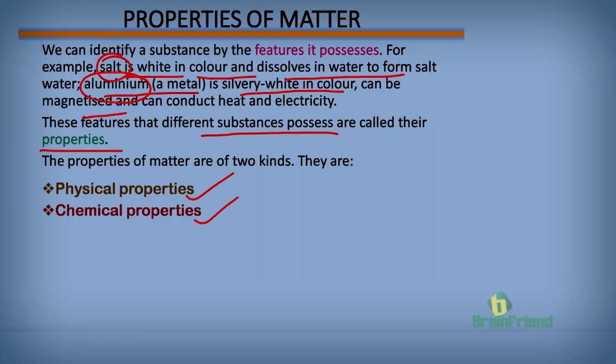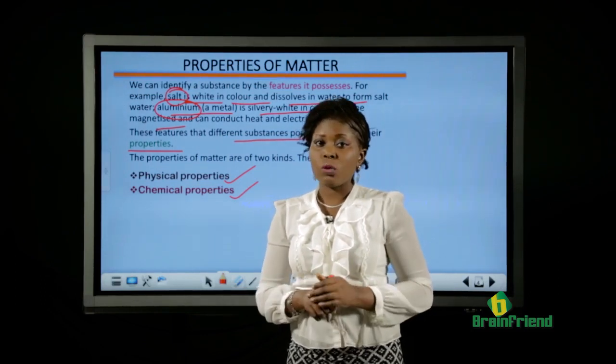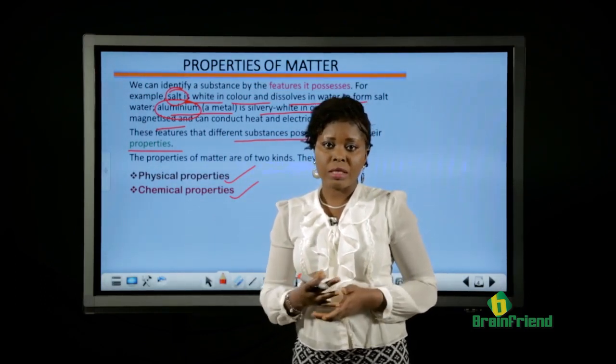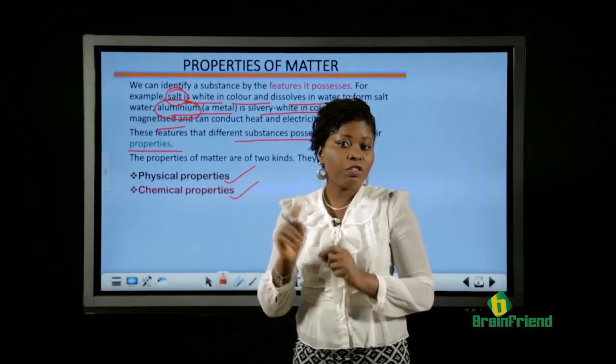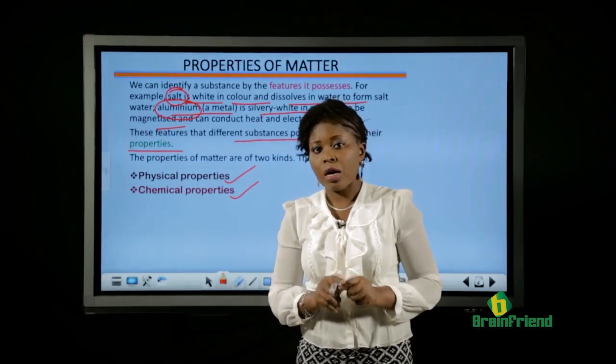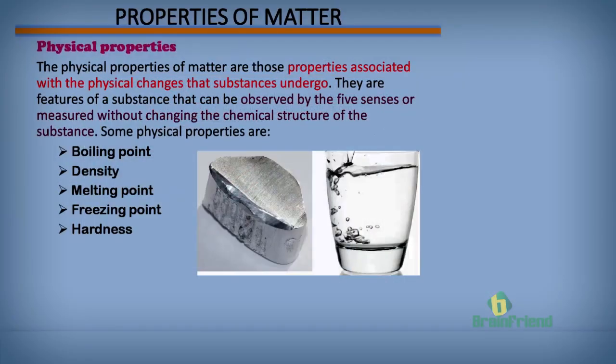So when you see a substance, you should be able to identify its physical properties and its chemical properties. Now, let us look at some of those properties that we can call physical and the properties that we can call chemical. Now, what are physical properties? The physical properties of matter are those properties associated with the physical changes that substances undergo.